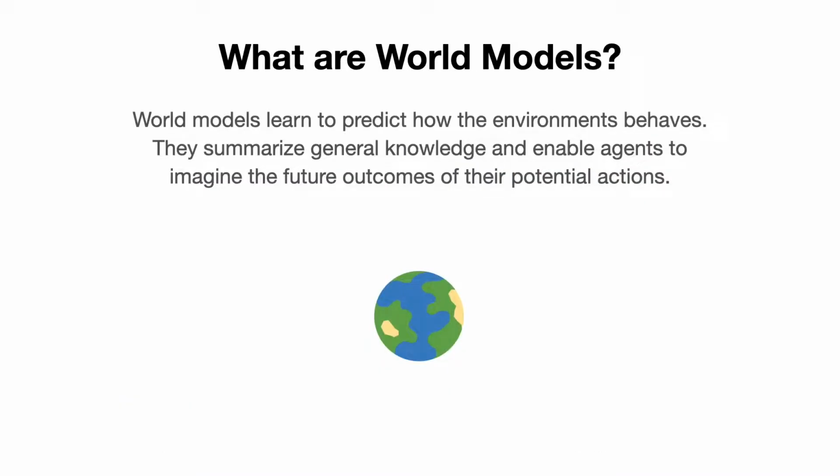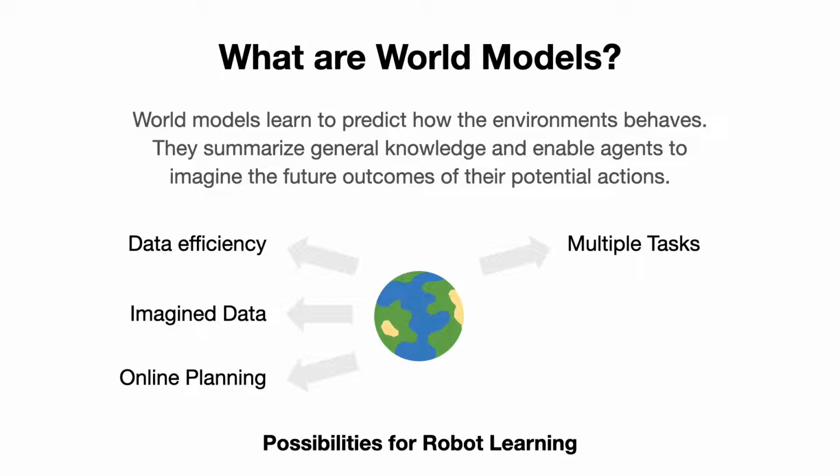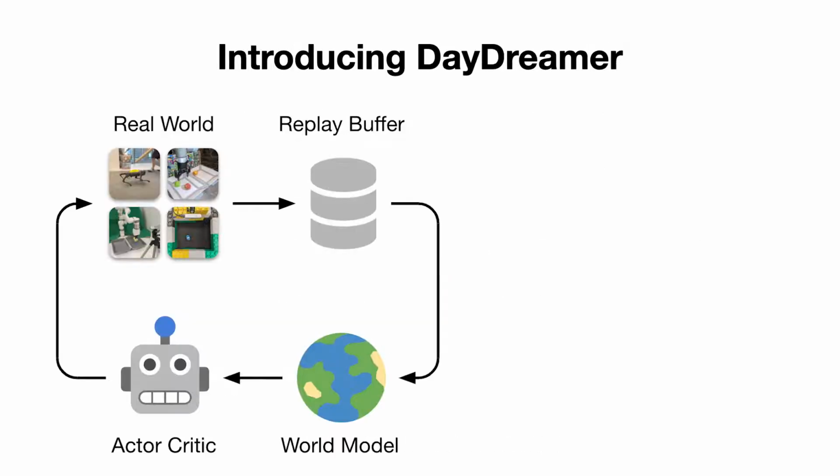An alternative approach is to use learned world models, which learn to predict the environment and enable policies to be trained within the learned world model. Such an approach has many benefits, including data efficiency, data generation via imagined rollouts, online planning in the learned world model, reusing the world model to solve other tasks with no additional data, offline learning, and better exploration techniques.